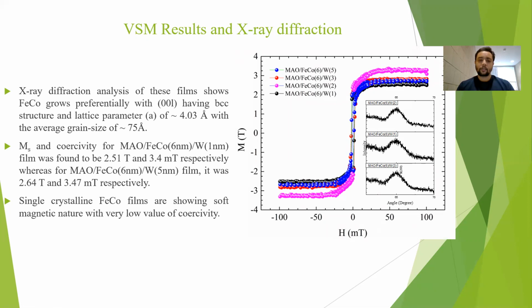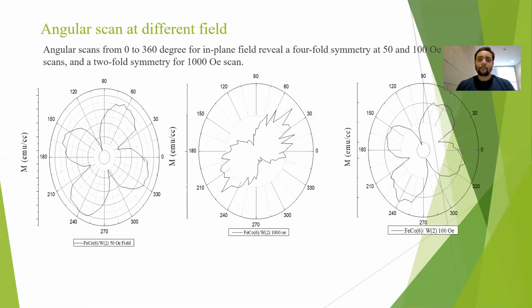The saturation magnetization and coercivity of iron cobalt 6 nanometer with tungsten 1 nanometer was found to be 2.51 Tesla and 3.4 millitesla respectively, whereas the saturation magnetization and coercivity of another sample with iron cobalt 6 nanometer and tungsten 5 nanometer was found to be 2.64 Tesla and 3.47 millitesla respectively. Single crystalline iron cobalt films are showing soft magnetic nature with very low value of coercivity. We can clearly see from this graph that the value of coercivity is quite low. It is around 3.3, 3.4, 3.5 millitesla.